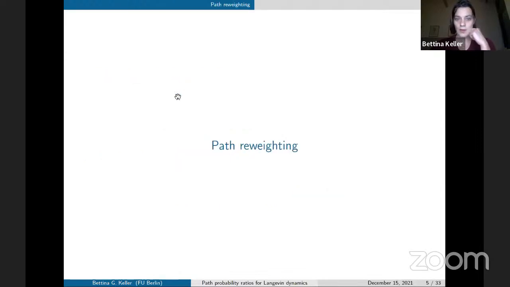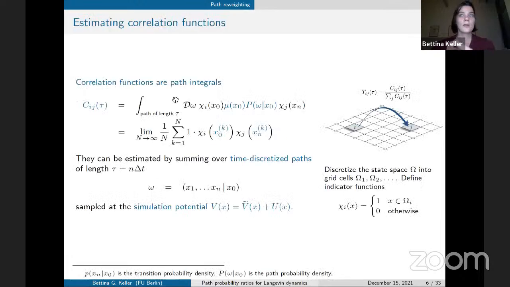But let me introduce path reweighting first. So what we would be interested in is reweighting a dynamical property, and often this is some sort of a correlation function. And as an example, I pick here the transition probability, or the overall probability of observing a transition from I to J. And you can formulate this transition probability, Cij, as a path integral, where you integrate over paths of length tau, so of a certain length.